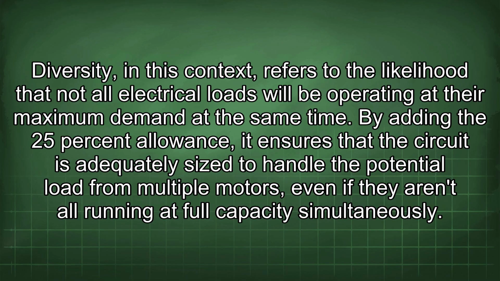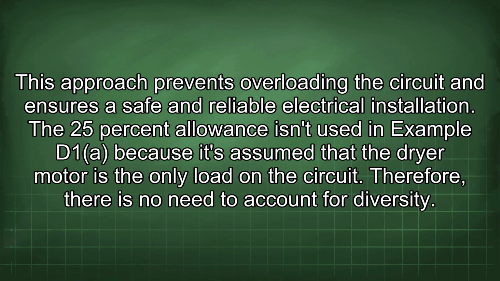Diversity, in this context, refers to the likelihood that not all electrical loads will be operating at their maximum demand at the same time. By adding the 25% allowance, it ensures that the circuit is adequately sized to handle the potential load from multiple motors, even if they aren't all running at full capacity simultaneously. This approach prevents overloading the circuit and ensures a safe and reliable electrical installation. The 25% allowance isn't used in example D1A because it's assumed that the dryer motor is the only load on the circuit. Therefore, there is no need to account for diversity.